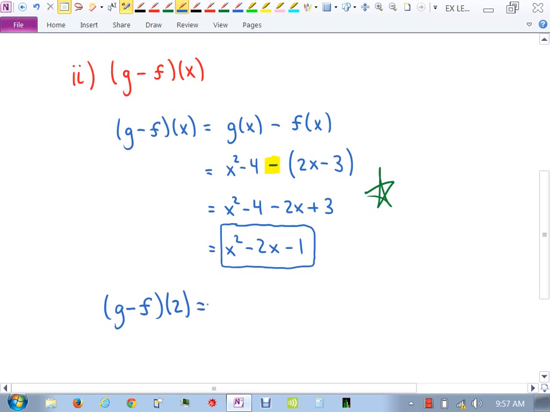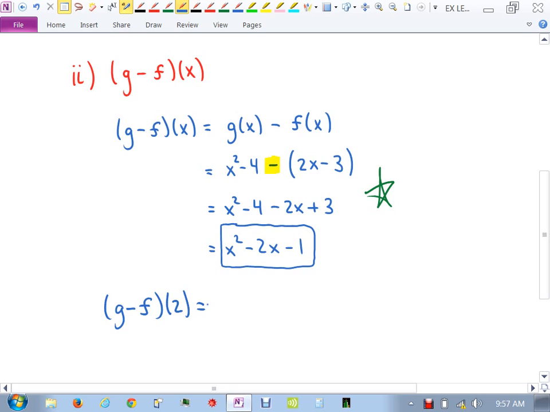So G again, what do y'all get when we plug 2 in? 0. And F, what do we get when we plug in 2? We get 1, right? So what would happen if we took G's answer, 0, and subtracted from it F's answer, 1? We should get negative 1, right?